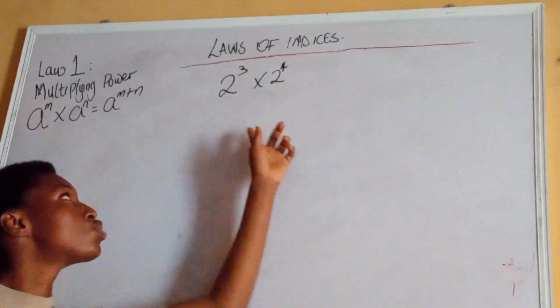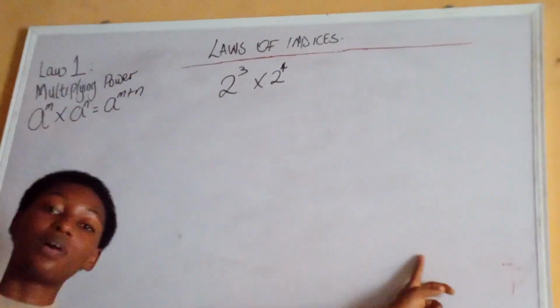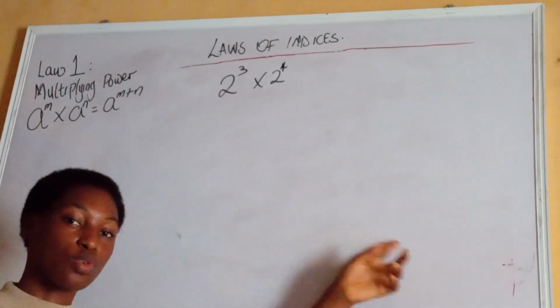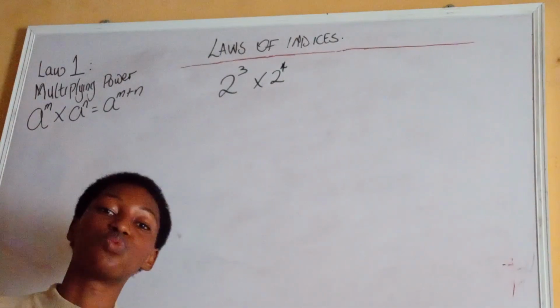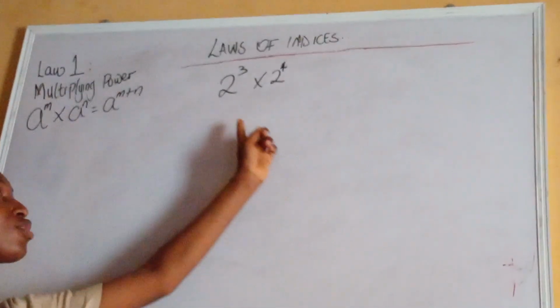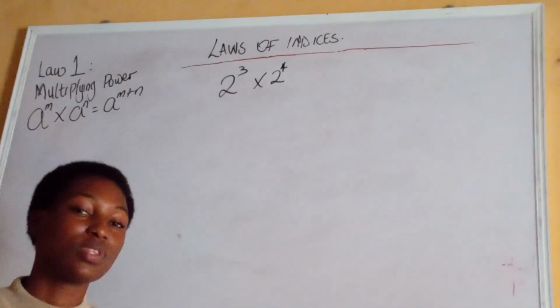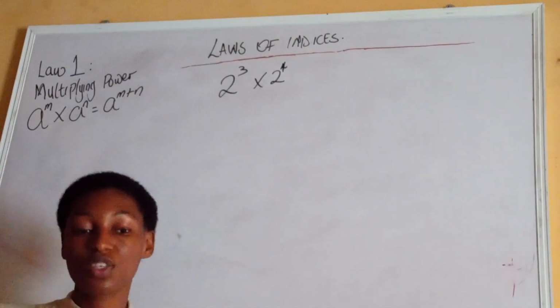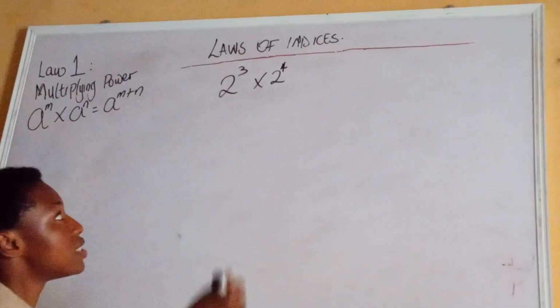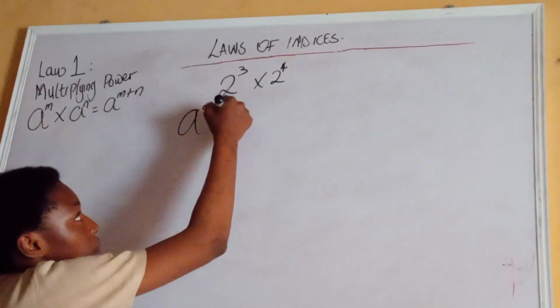Can you simplify 2 to the power of 3 times 2 to the power of 4 without calculating it separately? Well, there's actually a shortcut for this, and it's one of the most important rules in indices. So by the end of the video, you'll be able to understand how to work out questions like this without stress.